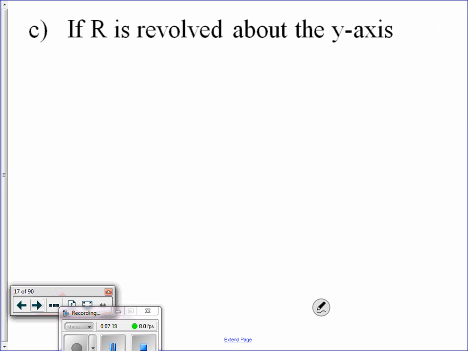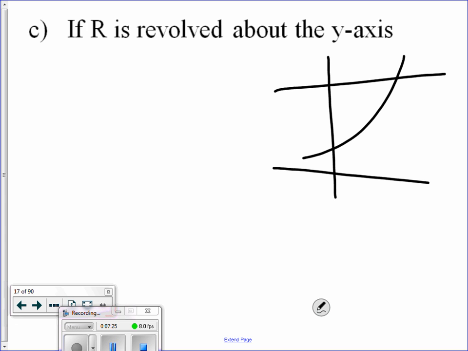All right. C, we're going to take the same region, y equals e to the x, y equals 5, x equals 0, so it's the same region. Here, I'll surround it. And this time we are revolving it about the y-axis. Solid of revolution. First question I ask myself is it a washer or a disk? This time it's a disk.